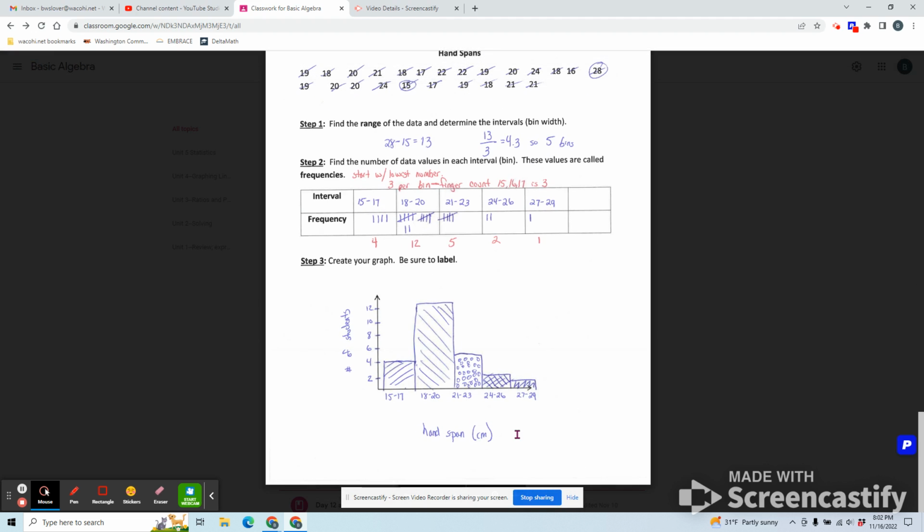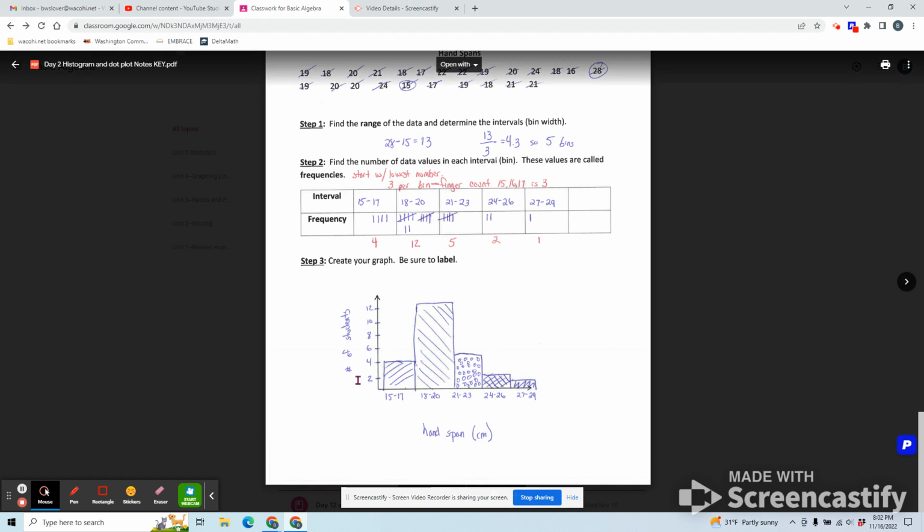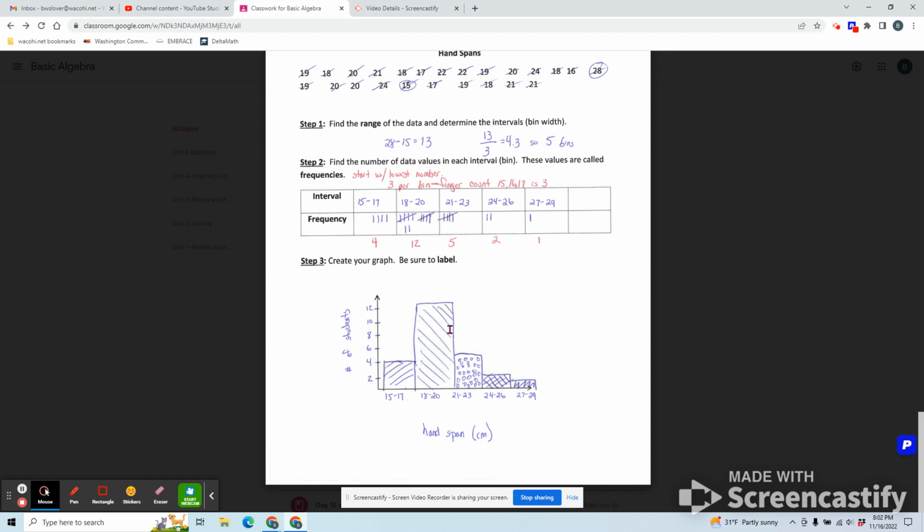So I've got my hand span in centimeters. I'm labeling my number of students. 15 to 17 was 4. 18 to 20 was 12. 21 to 23 was in between 4 and 6, which would make 5. 24 to 26, I had 2 people, and then I had 1 at the very end.